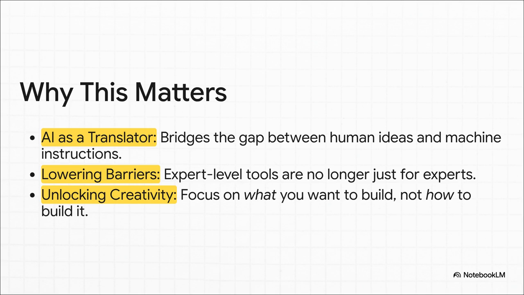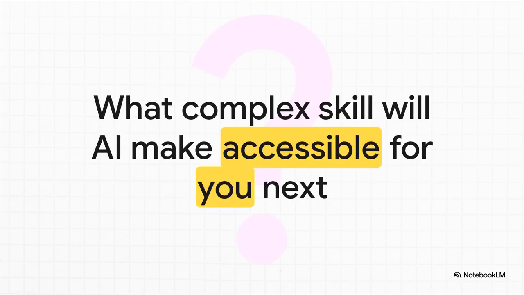Second, it just obliterates the barrier to entry. Suddenly, these powerful expert-level tools aren't just for experts anymore. They're for everybody. And third, and this might be the most important part, it unlocks your creativity. You can finally focus on the what, what amazing thing do I want to build, instead of getting totally bogged down in the how. And that really leaves us with one final big question. We just saw AI take something incredibly complex, like automation building, and turn it into something as simple as a conversation. So you have to ask yourself, what's next? What's that other complex skill, that thing you thought was totally out of your reach, that AI is going to make easy for you? Maybe even tomorrow.